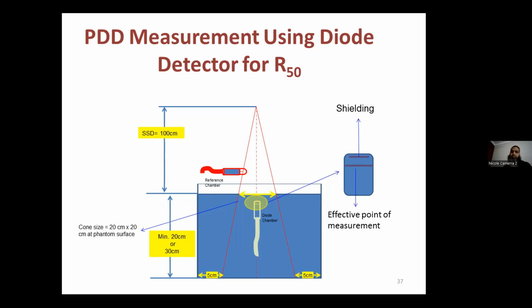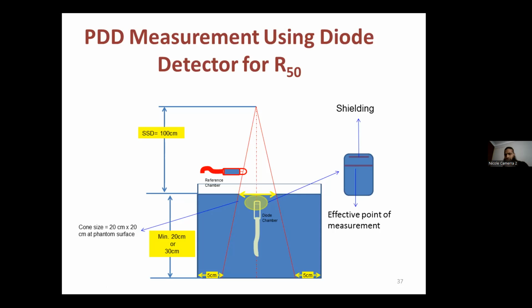So, the effective point of measurement is here. Sometimes you have lines on it and sometimes you don't. The manufacturer gives you the information, or you have to do an X-ray of the diode and see where the sensitive volume is, or you can do multiple measurements and compare your measurement with the plane parallel chamber, and then you find your effective point of measurement.